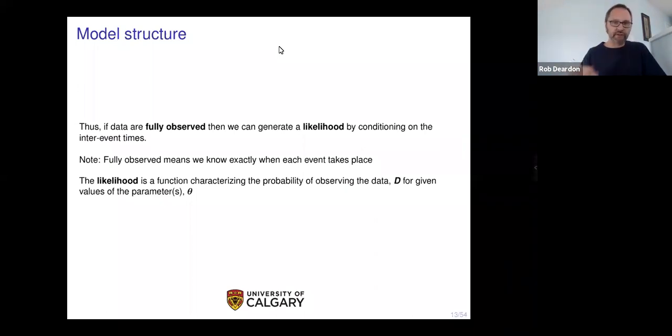The likelihood, of course, is just a function which gives us the probability of observing the data, which I'll call D, for values of our parameters. Generally I'll refer to the parameters as theta. Here it's going to be beta and gamma, where beta is the SIR transmission rate, nothing to do with the contact network thing.